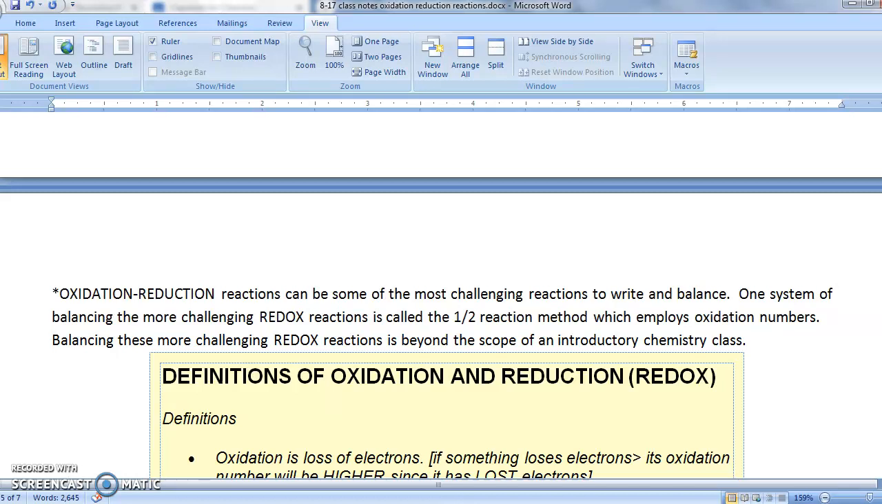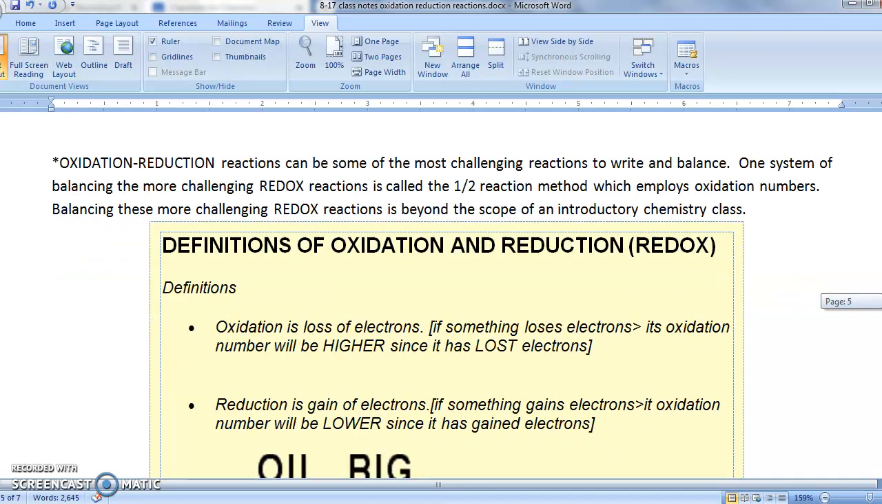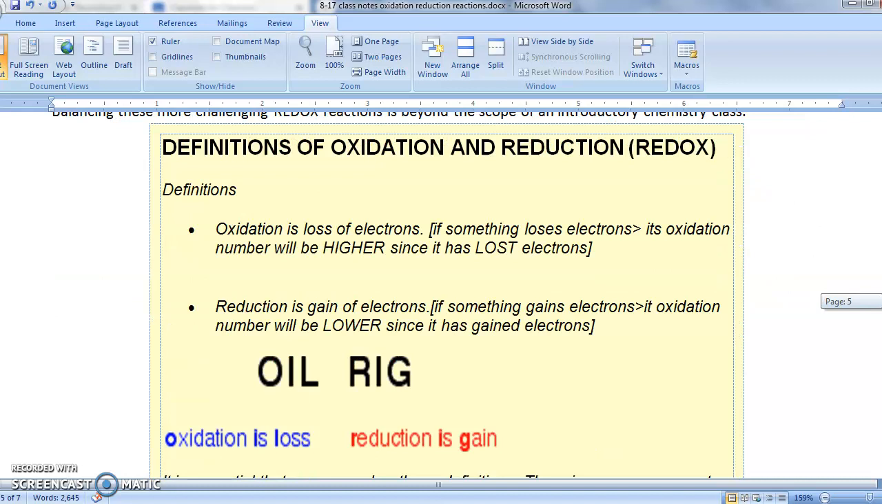So this portion of our notes in the 8-17 note packet deals with looking closely at what happens in oxidation reduction reactions, again nicknamed redox reactions. Let's first of all talk about what oxidation is. Oxidation is defined to be the loss of electrons. If something loses its electrons, its oxidation number would go higher. So something that's undergoing oxidation, its oxidation number will increase because it lost electrons, which are negative. Oxidation is loss of electrons.